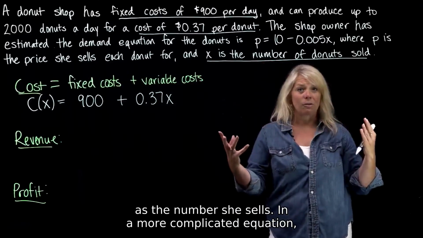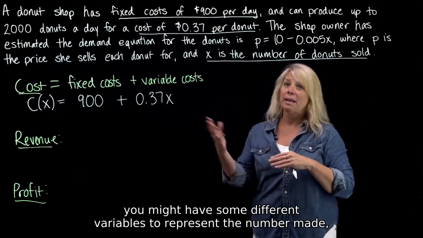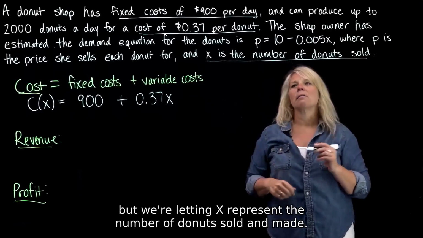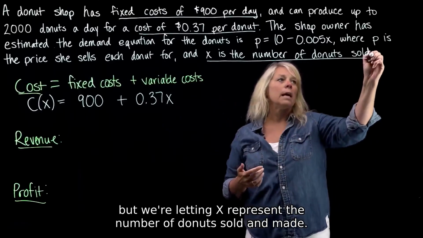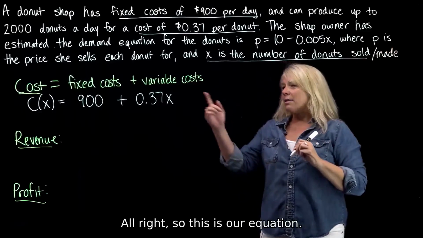All right, so this x here is assuming that however many donuts she makes is also the same as the number she sells. In a more complicated equation, you might have some different variables to represent the number made, and then maybe she doesn't sell them all. But we're letting x represent the number of donuts sold and made. All right, so this is our equation.